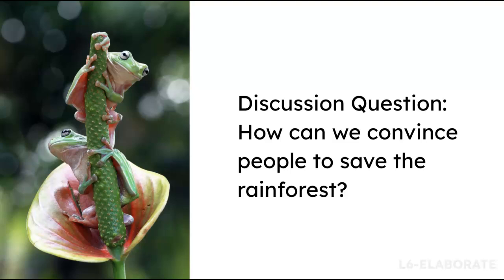For the Elaborate portion, you'll invite students to gather to share their findings from their rainforest model building. You'll use the provided questions to guide your discussion around the question, how can we convince people to save the rainforest? The goal of this class discussion is to review why we want to save the rainforest and how we can protect it.